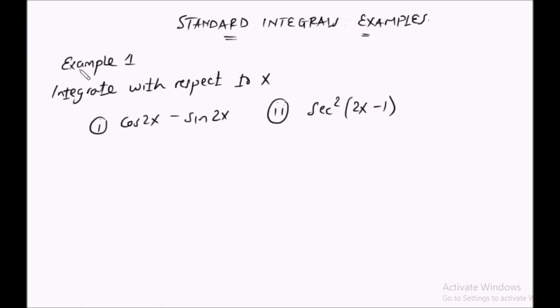So angalia hii example 1, nasema integrate with respect to x. Kwa hiyo Roman 1 tuna cos 2x minus sin 2x, na Roman 2 ni sec squared of 2x minus 1. So Roman 1 maanake anataka uintegrate hii cos 2x minus sin 2x kama alivyokuambia hapo with respect to x. So let us get to work.